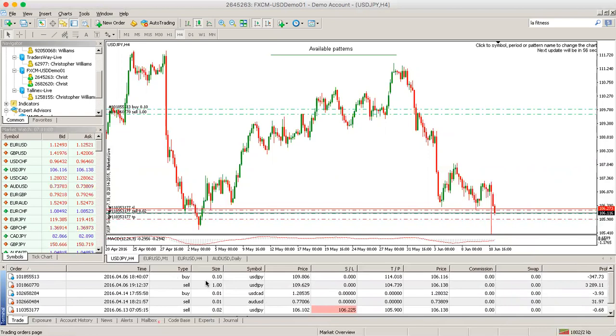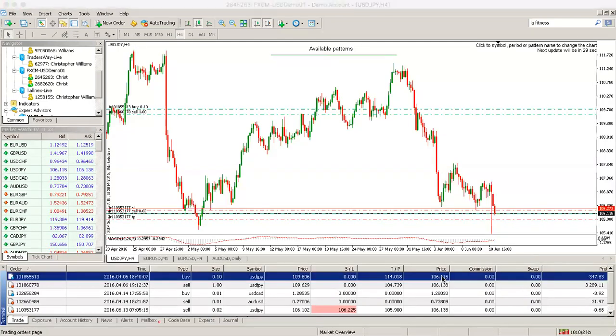So right here, like I said, I've been in this trade since April 6th, so I'm losing on this trade. I bought it at price 109, when it was up here. I bought it at the right time. I just didn't get out. If I put my stop loss right here, it would have cut out immediately. But let's just say I want to go ahead and close this out. I want to double click. I want to hit close. Okay. Oops.